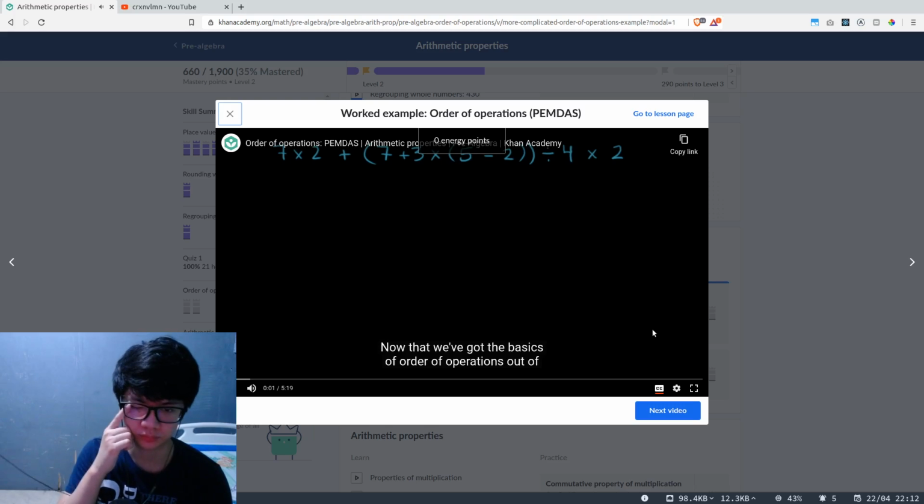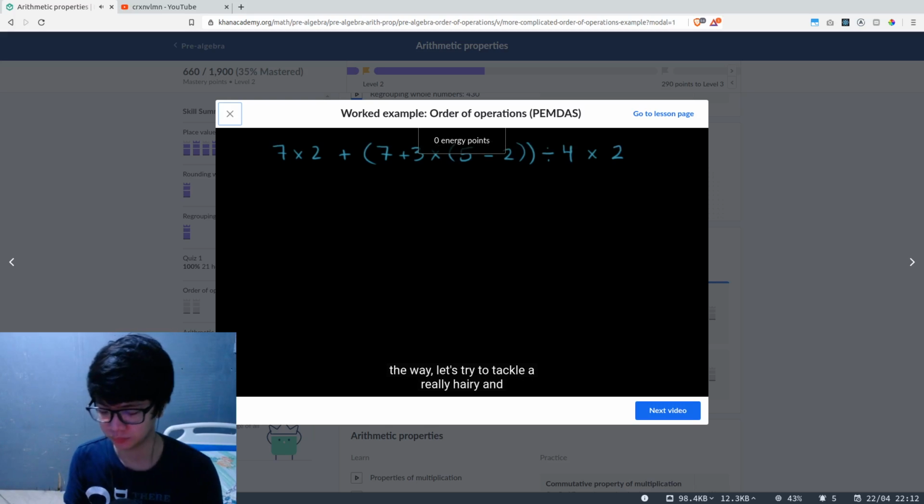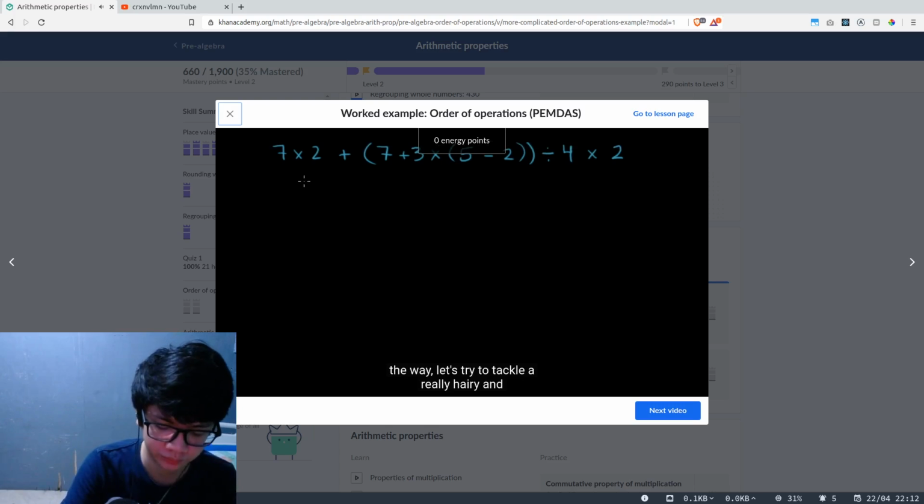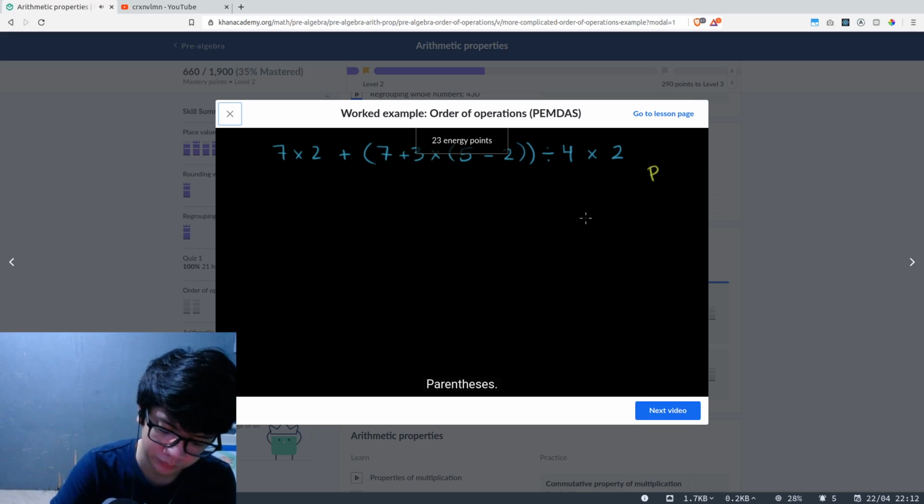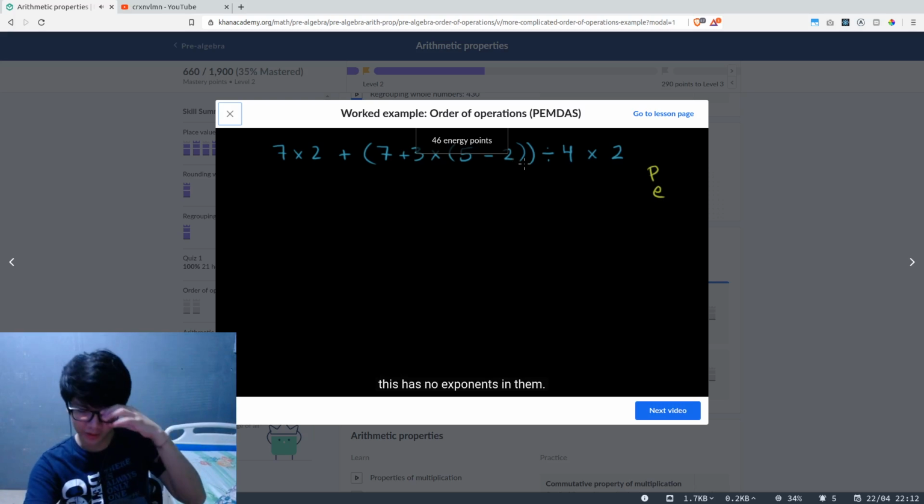Now that we've got the basics of order of operations out of the way, let's try to tackle a really hairy and beastly problem. So here we have all sorts of parentheses and numbers flying around. But in any of these order of operations problems, you really just have to take a deep breath. And remember, we're going to do parentheses first. Parentheses, P for parentheses, then exponents. Don't worry if you don't know what exponents are, because this has no exponents in it.